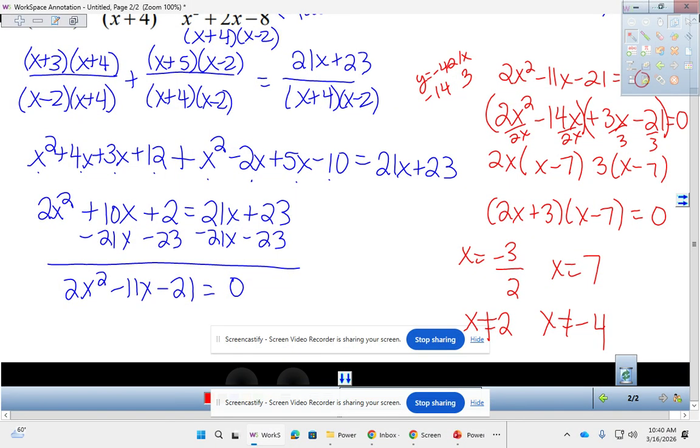Sometimes a restriction matches a solution, and that's called an extraneous solution. And sometimes it doesn't. In this case, none of these match these. But if we factored and we got one of the answers to be 2, then I would write extraneous next to 2, because x can't be 2. Hopefully you remember that, okay? If you don't, we're going to have a lot of time to practice these today. But I just thought maybe a refresher would help, okay?